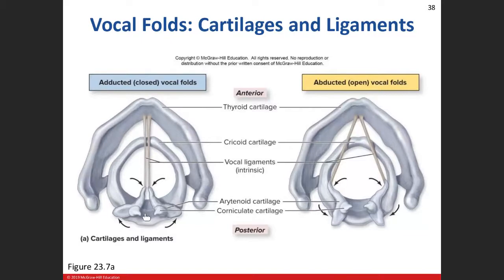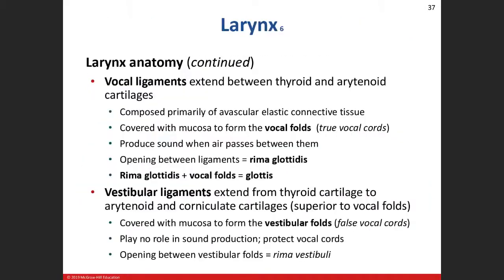And then down here are some of our paired cartilages. You've got the corniculate cartilage, and then the arytenoid cartilage here that kind of swivels. You can see there are these ligaments that are attached onto the very end of the arytenoid cartilage. And you can see the positioning. When they're closed or adducted, they're close together. When they're abducted, they're open. You can see how they kind of swivel and move around. We're going to go through that in a second.